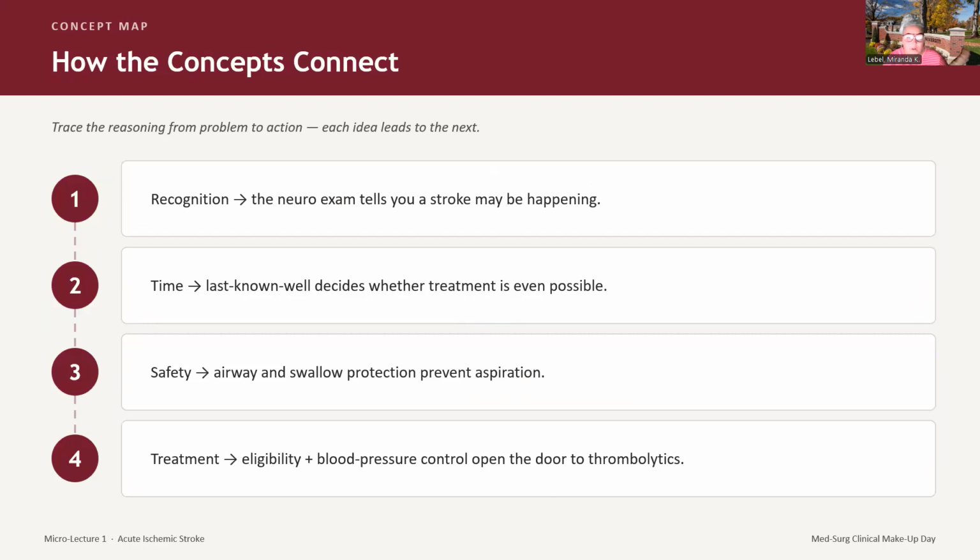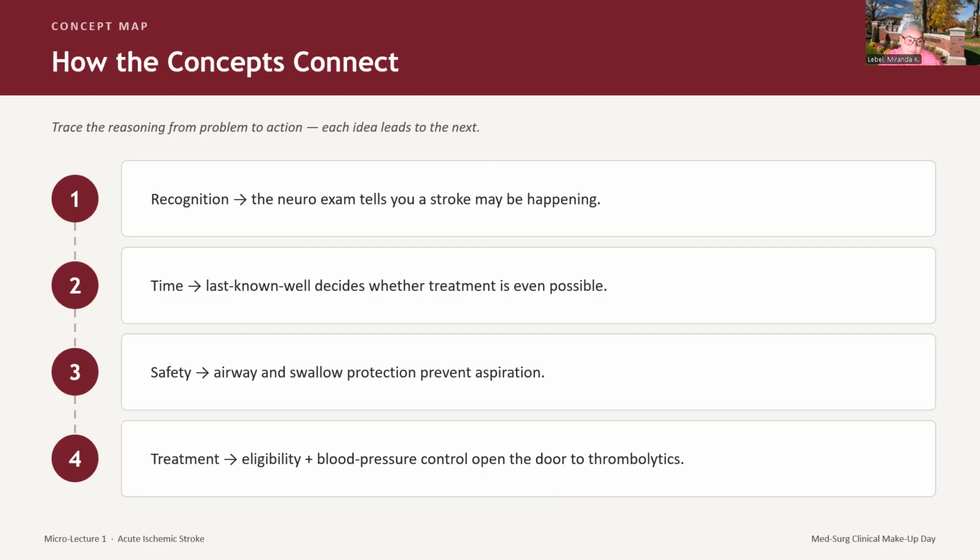All right. So how do our concepts connect, right? How do we trace the reasoning from problem to action? Because each idea leads to the next, right? So recognition. The neuro exam tells you that a stroke may be happening. They maybe have a new onset facial droop. They may have an arm drift. Maybe their speech is slurred, or maybe they only have a facial droop, but their arms are fine and their speech is good. All of those things.